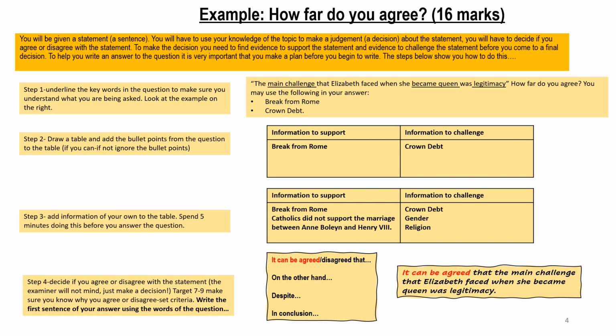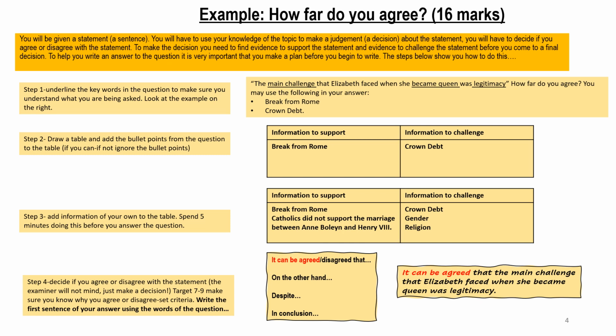The third step is to then add information of your own to the table. So what can you remember about the challenges in this case that Elizabeth faced? Anything that you think supports the fact that her main challenge when she became queen was legitimacy, you'd put in the support column. Any other challenges that she faced that were not to do with legitimacy would go in the challenge column.